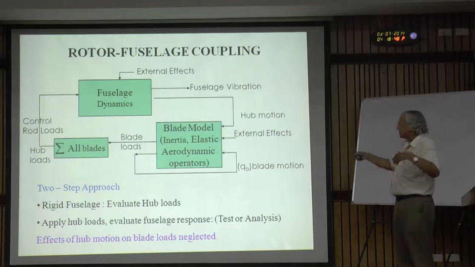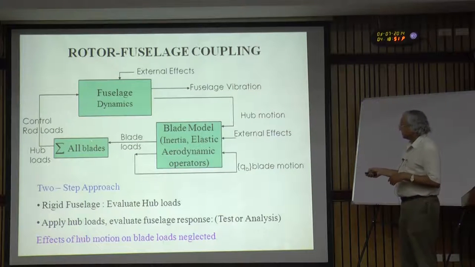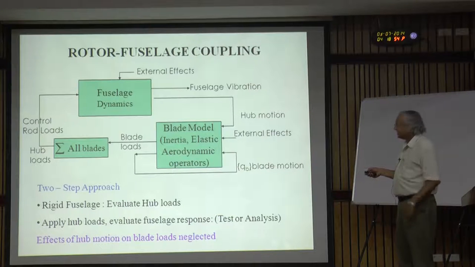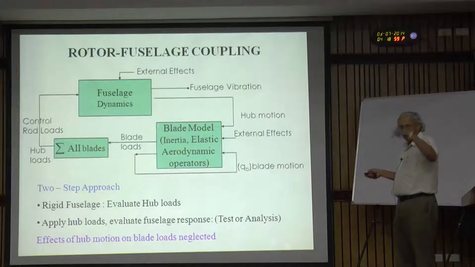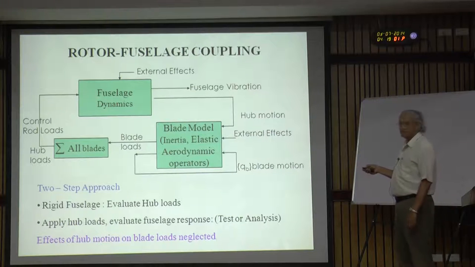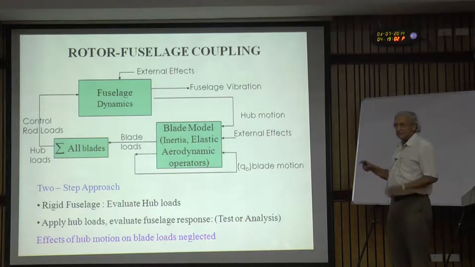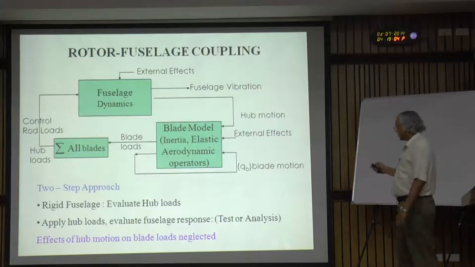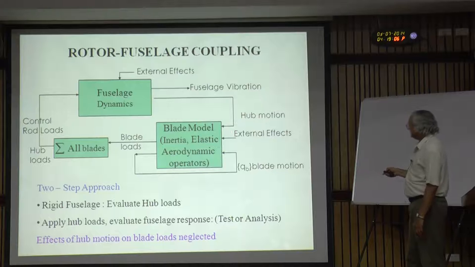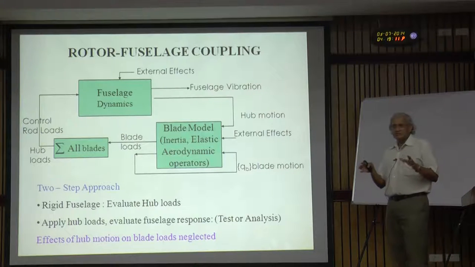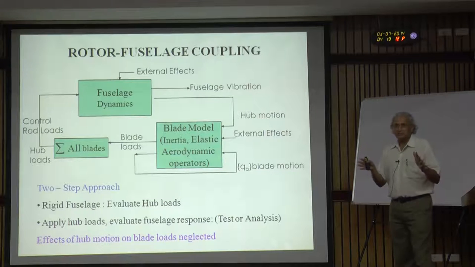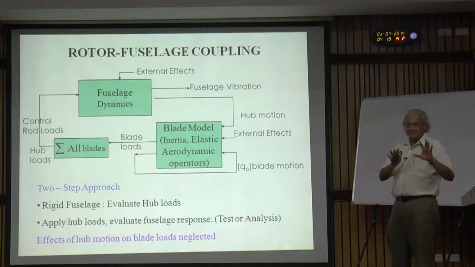Then the root load, I sum up all the blade loads at the root. Then I get the hub. The hub load and the control rod, everything, they will again go to the fuselage. So this is how the entire loop of the formulation of a helicopter vibration problem has to be tackled.